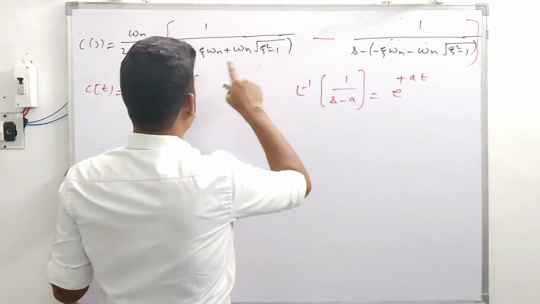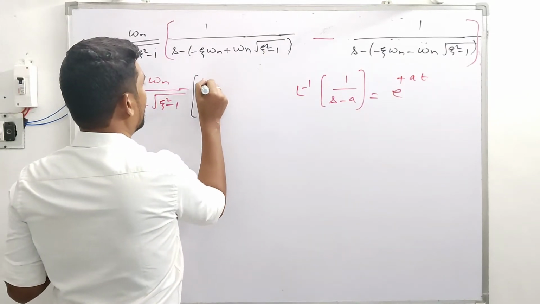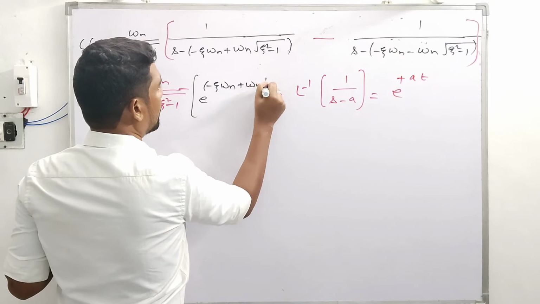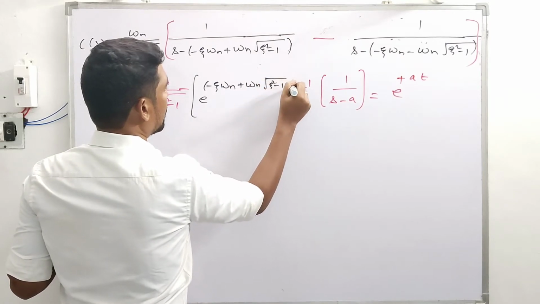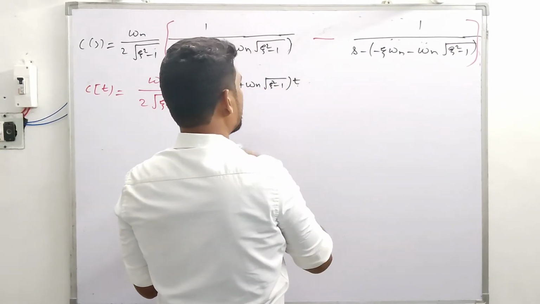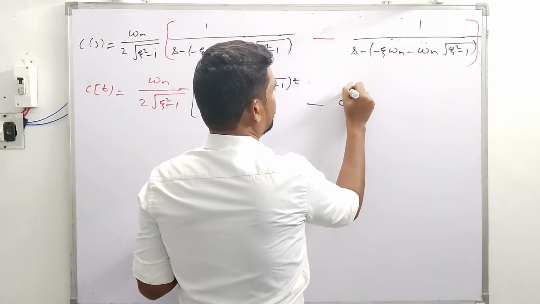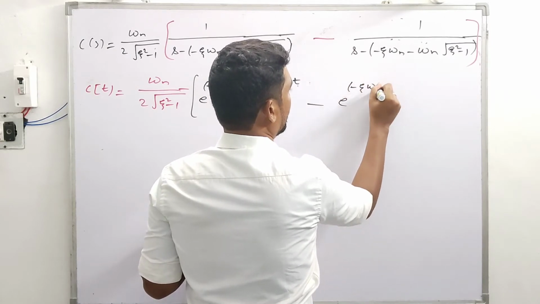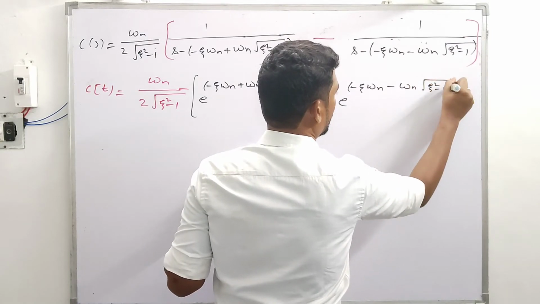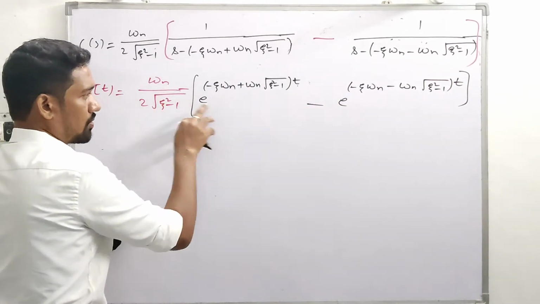E power, it's negative, so we'll be having positive e power, what's a, minus of zeta omega n plus omega n into under root zeta square minus 1 into t. All right, for the first term. And for the second term, this negative comes down as it is. Even this 1 upon s minus a, e power minus zeta omega n minus of omega n into under root zeta square minus 1 into t, e power a t, isn't it? So big bracket to match this one, to complete closure.